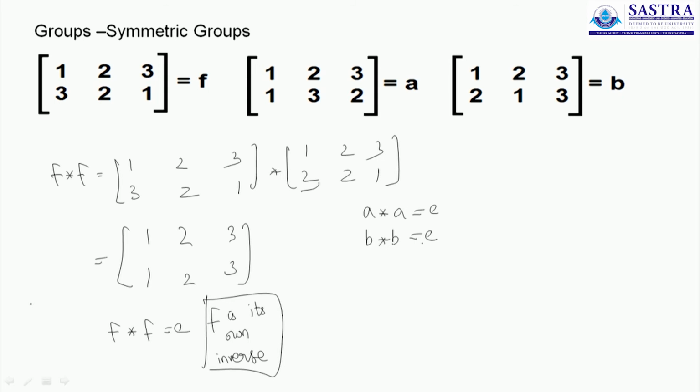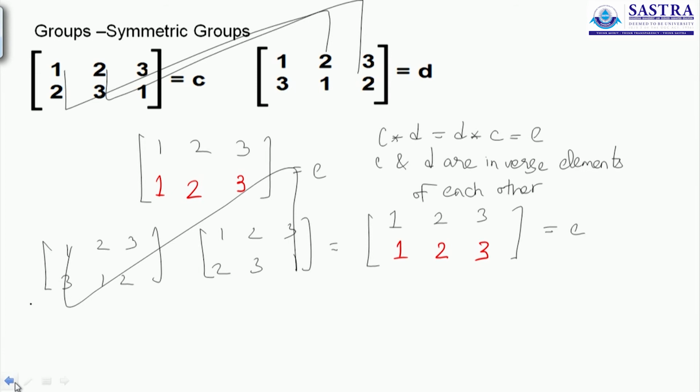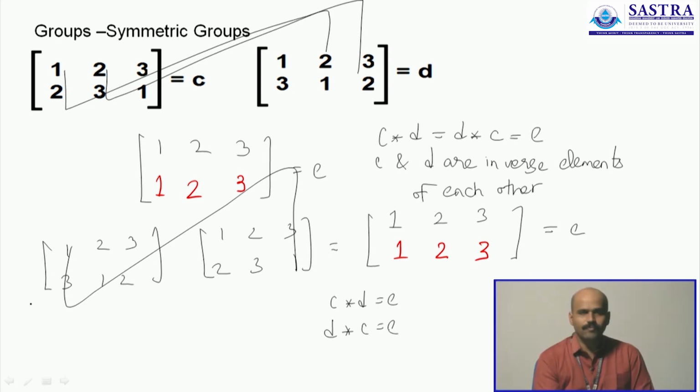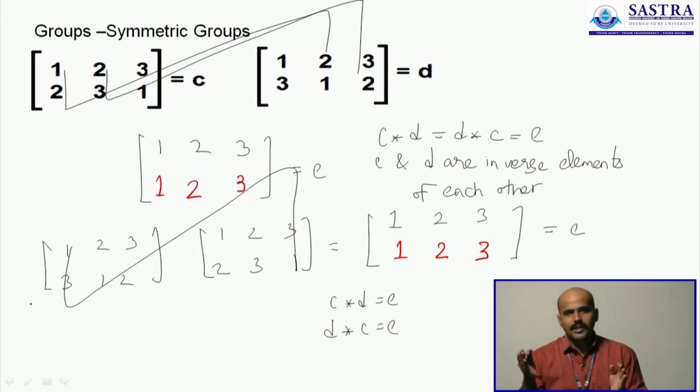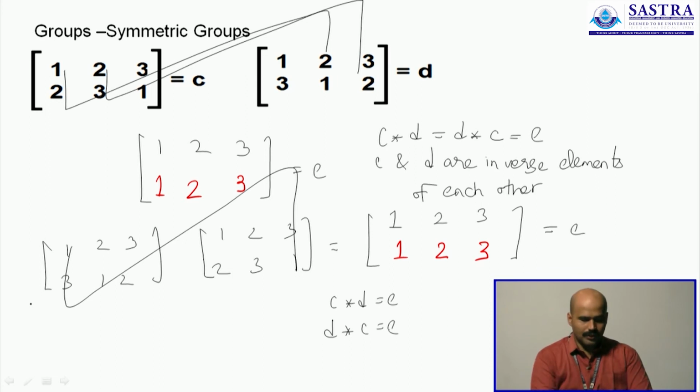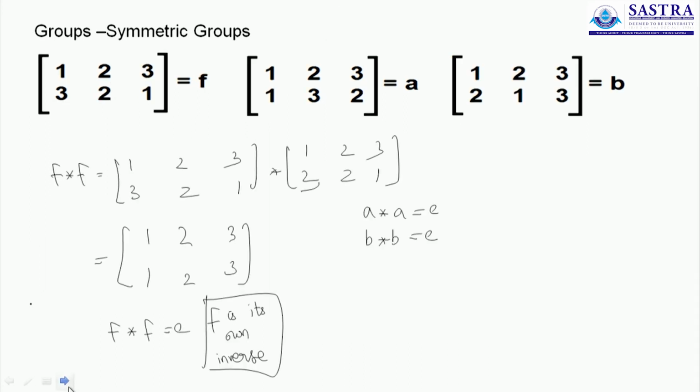So B is its own inverse, A is its own inverse, F is its own inverse, obviously E is its own inverse. The only two elements which are not inverses of each other are C and D. So C star D is going to be E, D star C is going to be E. So C is D's inverse, D is C's inverse. That's how this group is constructed.